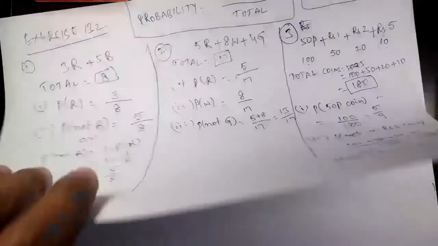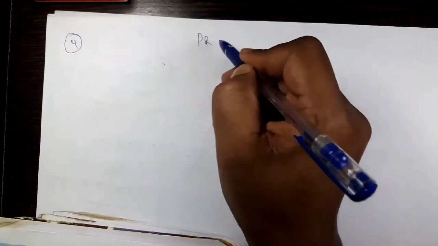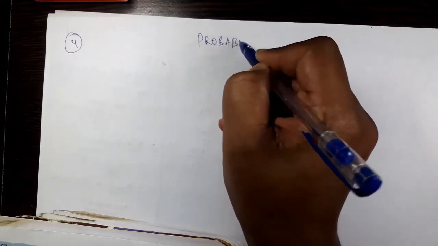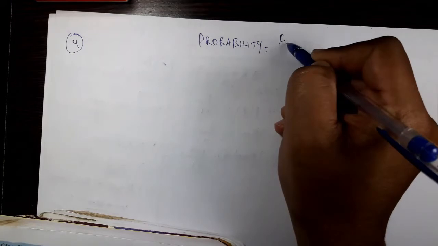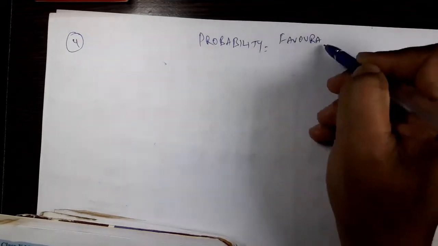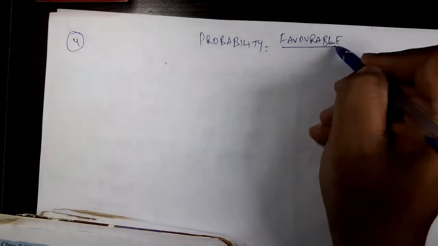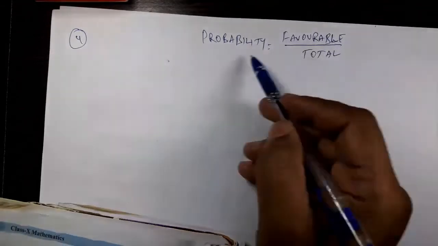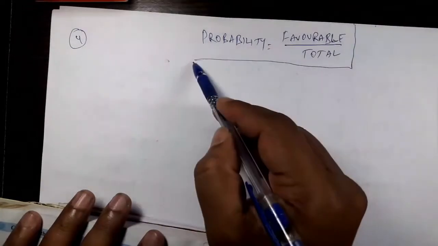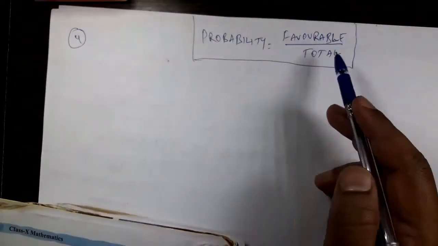Now coming to question number 4. Of course, you tell me what is the formula for probability. Probability is favorable divided by total. Denominator is total, all possible outcomes. Numerator is number of favorable outcomes.